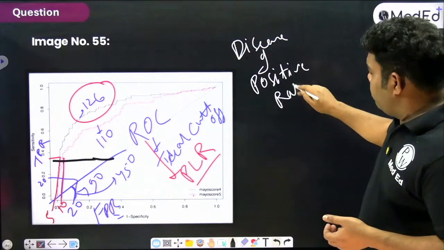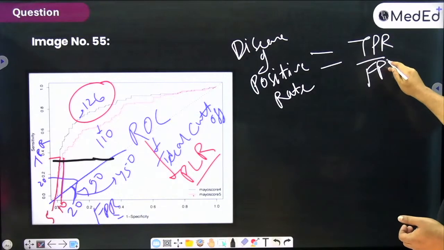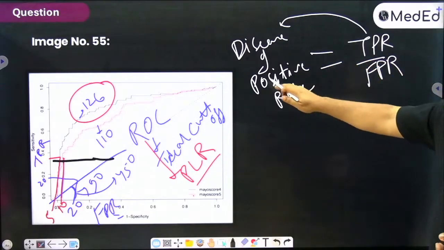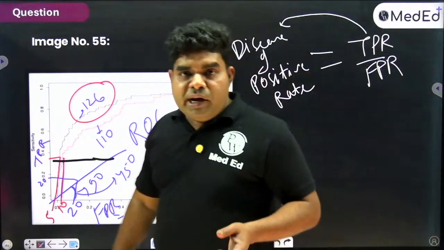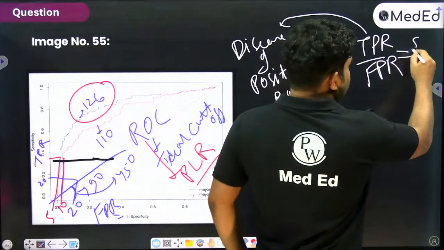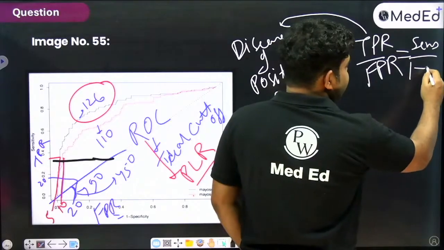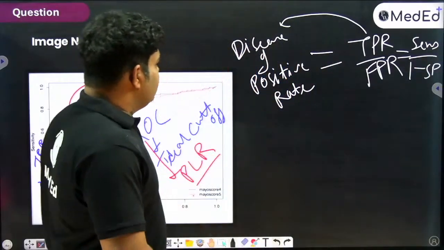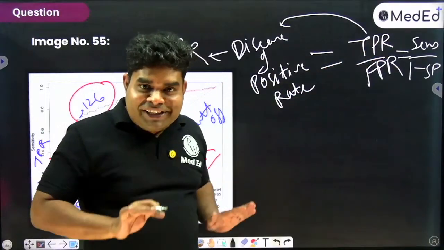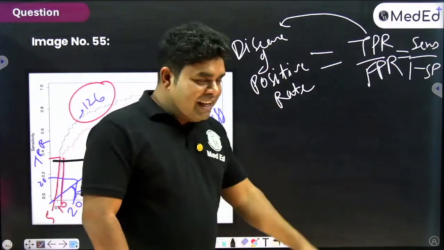And there are two types of positive rate. One is the true positive rate, the other is the false positive rate. And the true positive rate are the ones who have the disease. So when we write disease out of positive rate, we write true positive above, false positive below. Now the true positive rate is known as sensitivity and the false positive rate is known as 1 minus specificity. That is why the formula of positive likelihood ratio is sensitivity above, 1 minus specificity below, positive likelihood ratio.